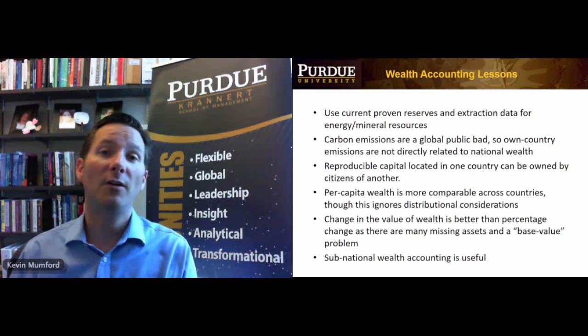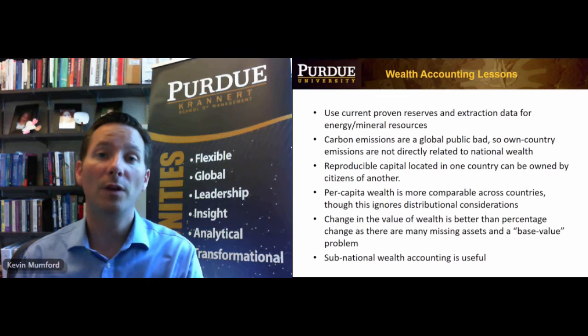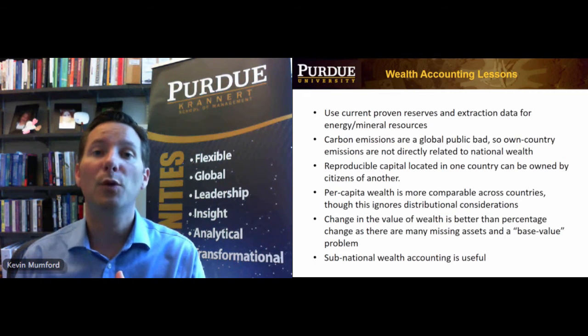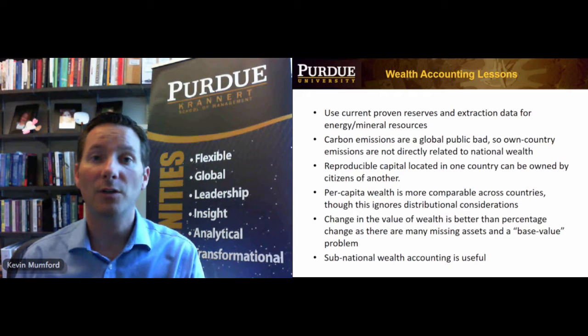Finally, subnational wealth accounting is very useful. Instead of a national wealth number, you look at, say, the per capita wealth of a particular state or a particular region inside of a country or a particular, say, ethnic group inside of a country. These things can be really helpful and maybe a good way at getting at the inequality idea if we've got ethnic or racial or geographic inequality, and that's what we're concerned about.